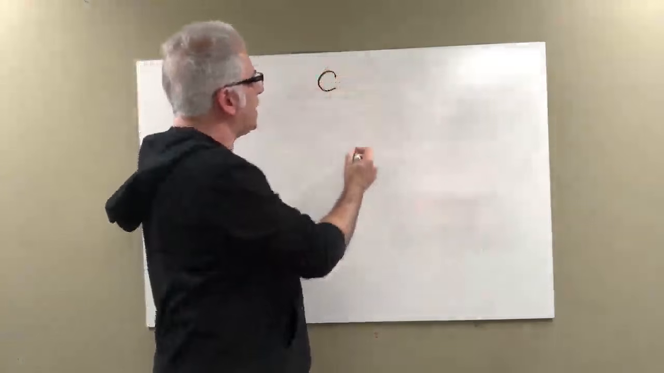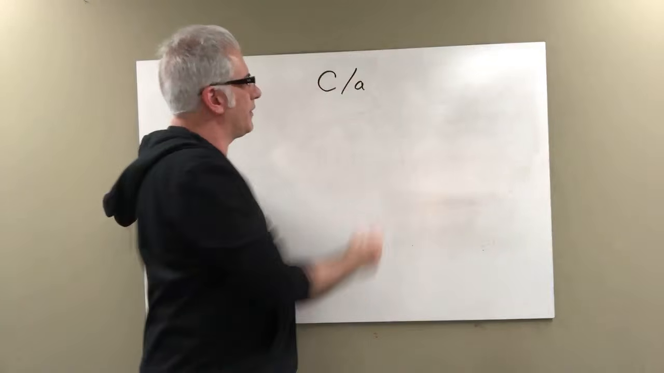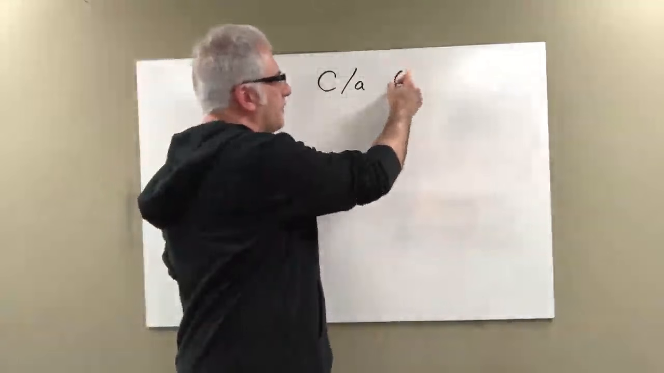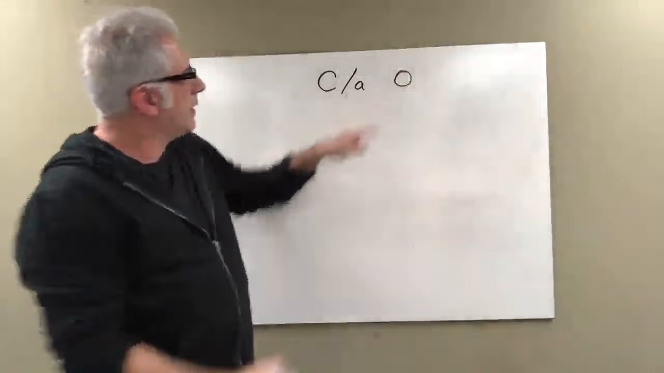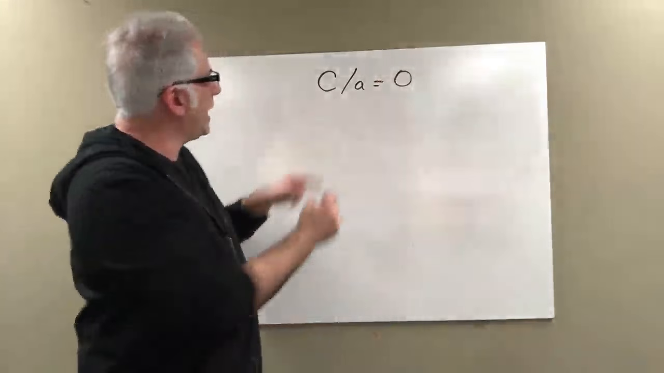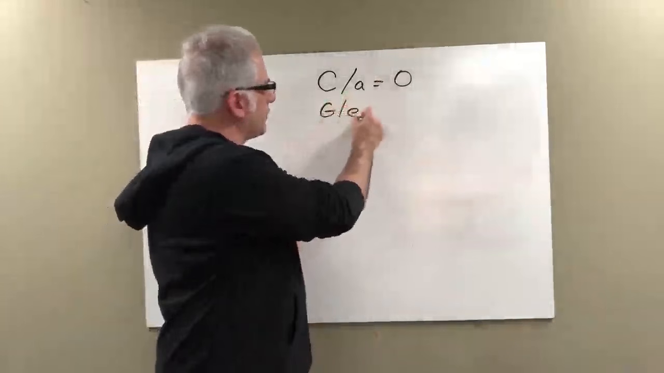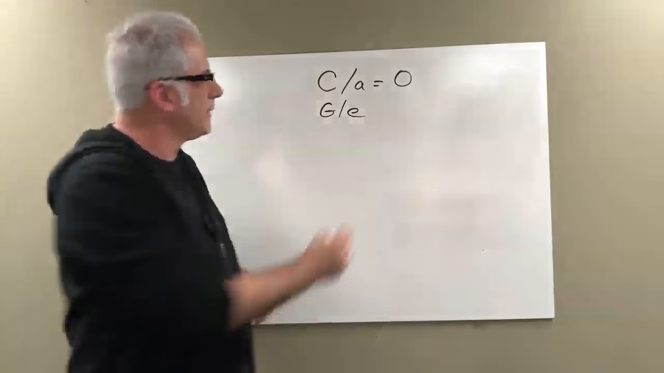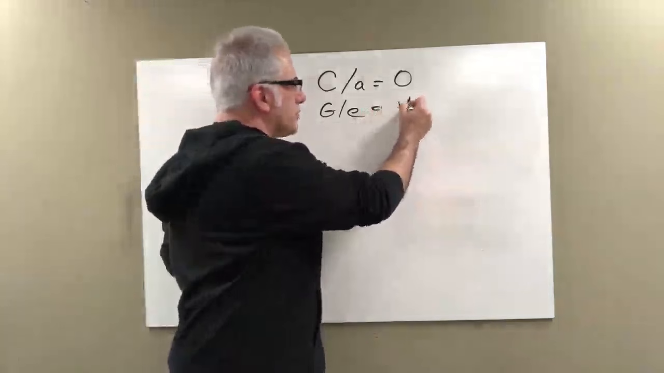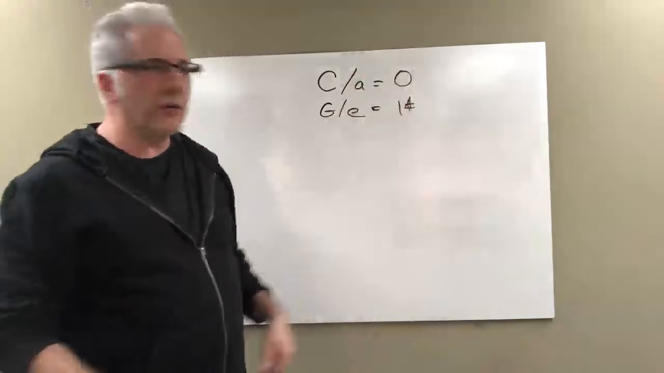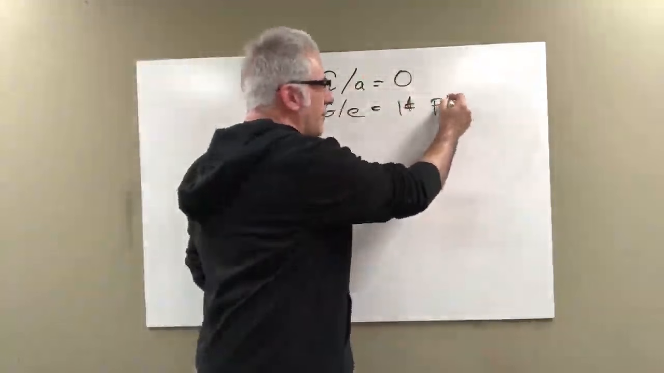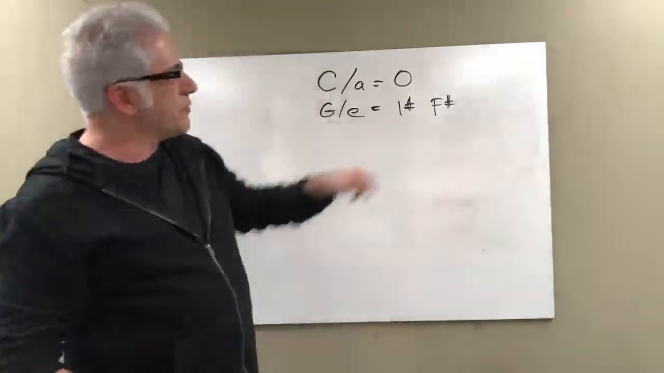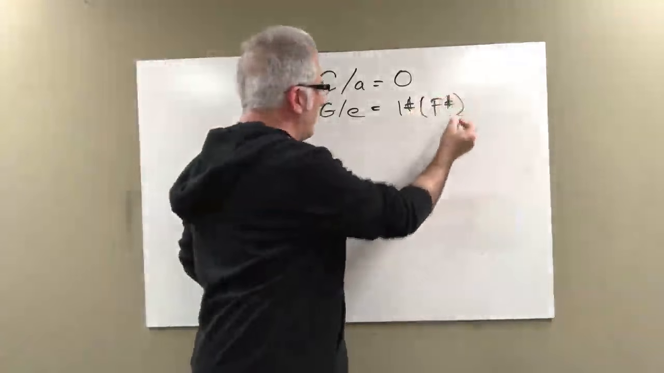So C major and A minor are the same. They have 0 sharps and flats. G major and E minor are the same. I put lowercase letters to mean minor. This has 1 sharp, and if you go by your order of sharps, this sharp is F sharp. So I'm actually going through and showing you how to do this.